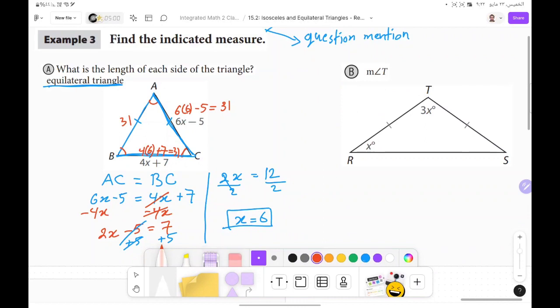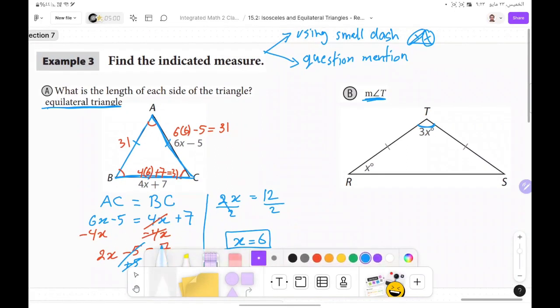Now, let's have a look at question B. The question is saying find the measurement of angle T. So he needs me to find this. But he didn't mention in the question what type of triangle this is. Is it equilateral? Is it isosceles? So look now at the dashes. That's what I explained earlier: the question will give you maybe dashes or a mention. He didn't mention it, so he should give you some dashes. And as you can see, he gave me a dash here and a dash here. That means this side is equal to this side. And what type of triangle has two equal sides? It's isosceles.